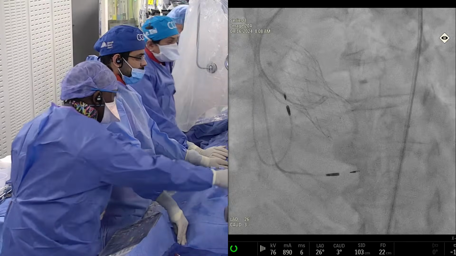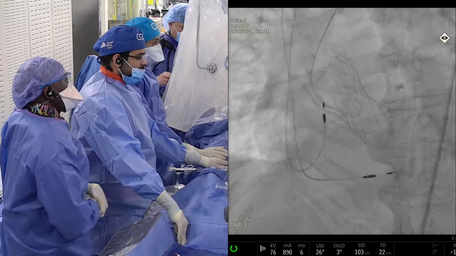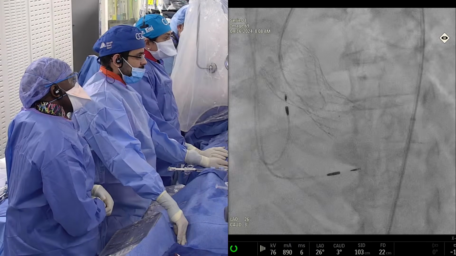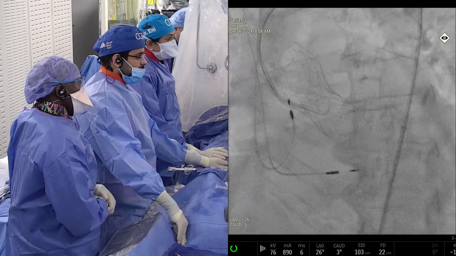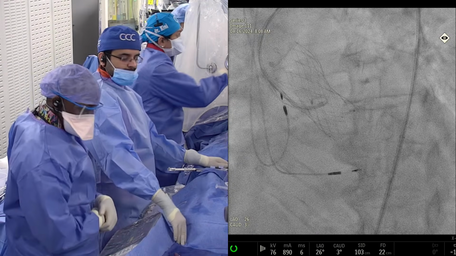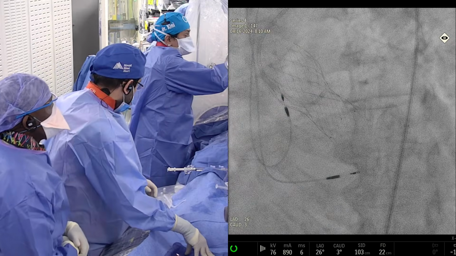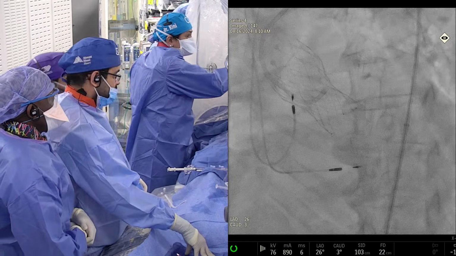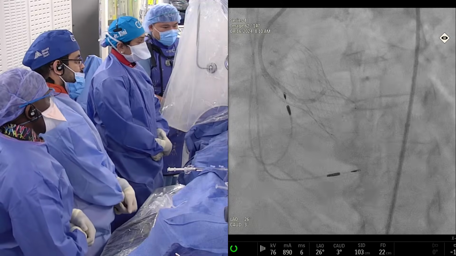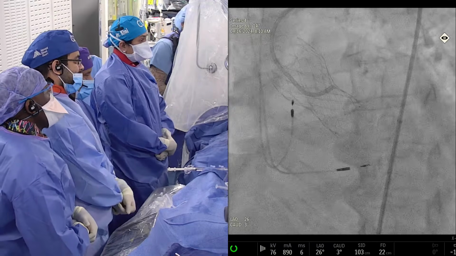So be very careful, do not go with a J wire, enter the valve cage so that you know you are in the center of the valve. You see that? And you're hitting the valve leaflets. At that point you remove that, and here you are. You can use the J wire. This is a little bit of dye to say this is where the left main is.